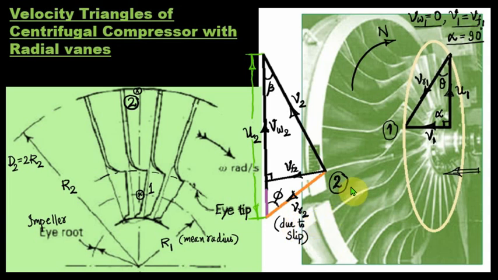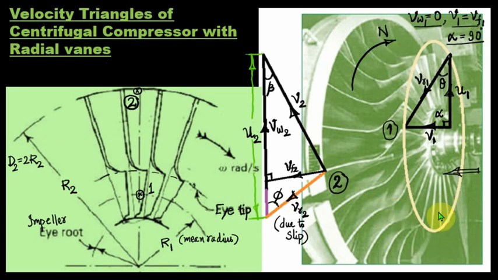Welcome to the second lecture on centrifugal compressors. The objective of this session is to discuss the velocity of centrifugal compressor with radial vanes in particular, and we will try to derive an expression for Euler's work and the actual work done. So first we will start with velocity triangles of a centrifugal compressor with radial vanes.